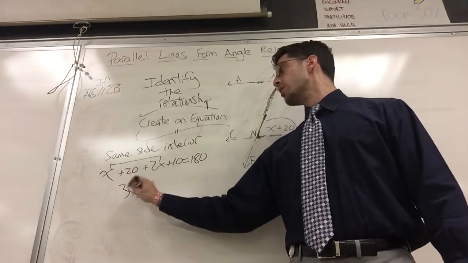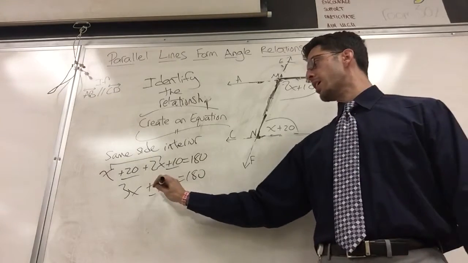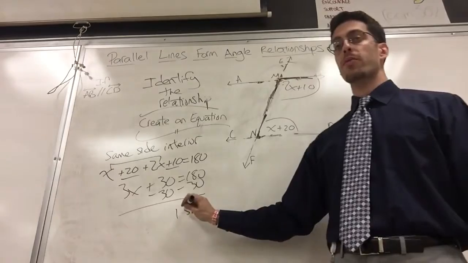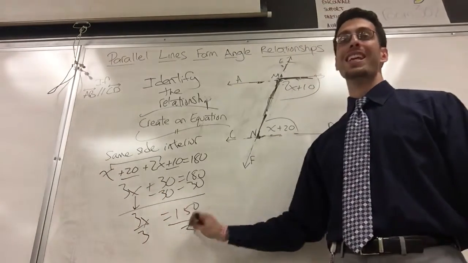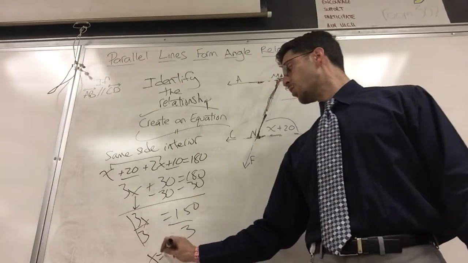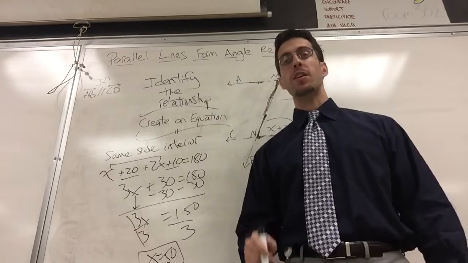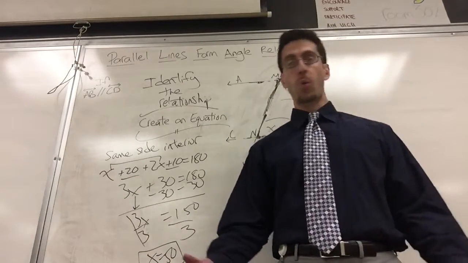x plus 2x is 3x, 20 plus 10 is 30, equals 180, drops down. Do the additive inverse here, which is to subtract 30 on both sides. That's going to give me 150. My 3x drops down. 3x equals 150, divide by the coefficient, and I get x equals 50. I don't know if you can see that, but you know algebra, you know x equals 50. So I solve for x. Of course they're going to challenge you, right? Go back to the diagram.